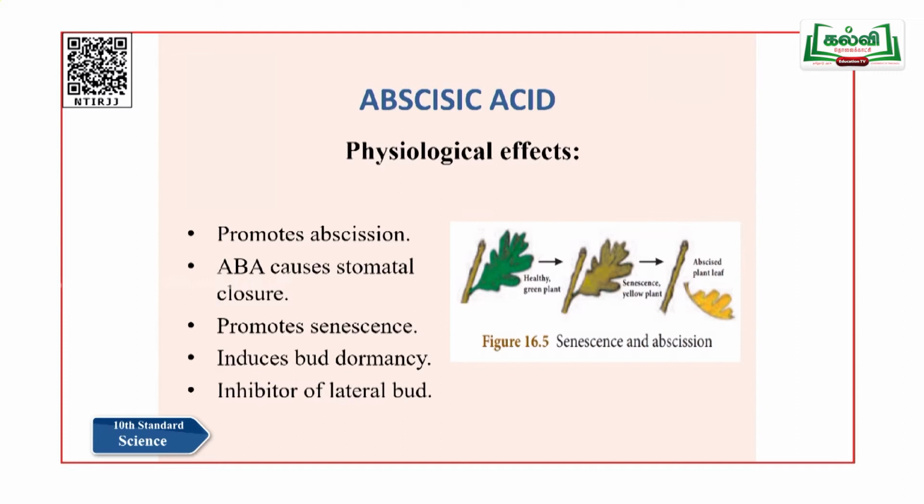And the next one is that it induces bud dormancy. Bud dormancy is nothing but, in some plants like potato, a very slow process of development, which is induced by this abscisic acid. The next one is inhibition of the lateral bud. Generally auxin is very much used for apical dominance, which we discussed in the auxin. At the same time, abscisic acid also inhibits the lateral bud. So, it is just the reverse.